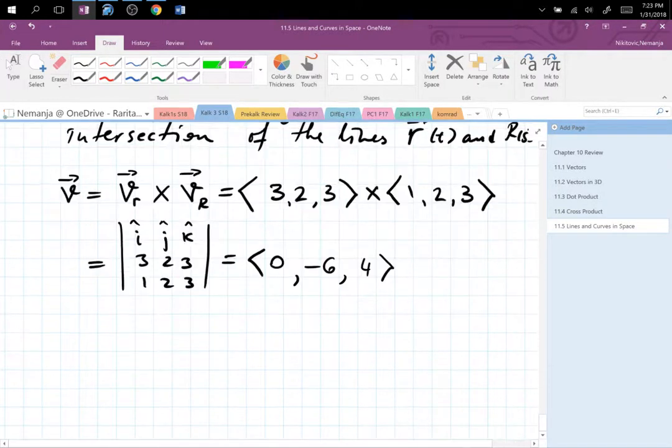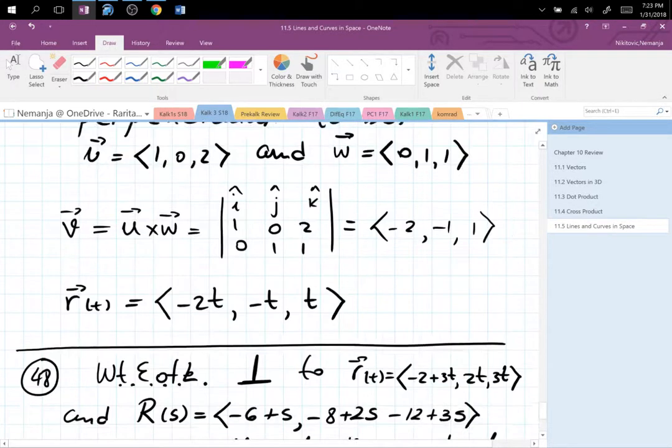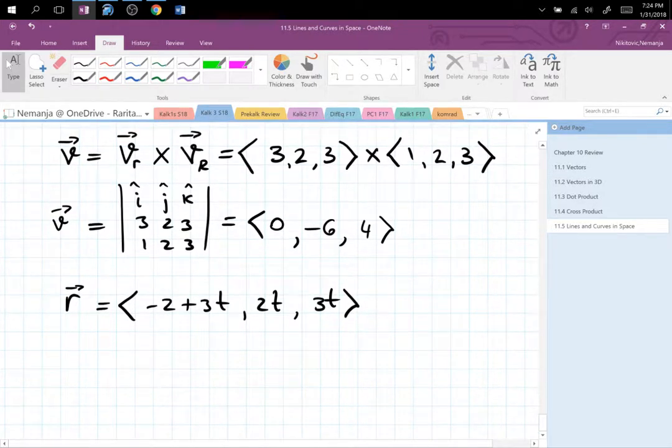So as I extract from r, which is given as negative 2 plus 3t, comma 2t, comma 3t. You see, what I extract from here is that x is equal to negative 2 plus 3t, y is equal to 2t, z is equal to 3t.